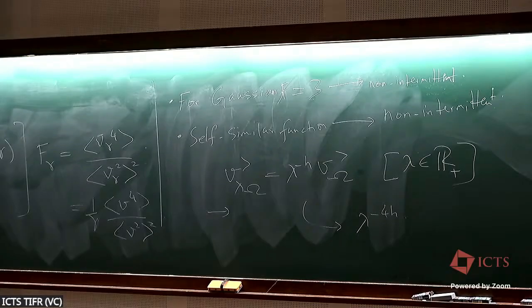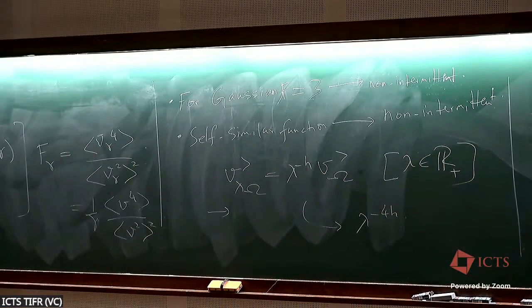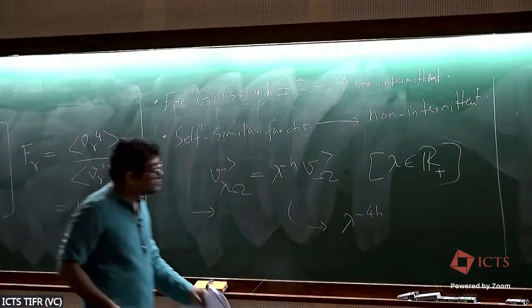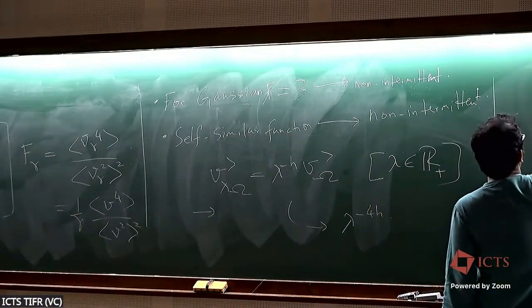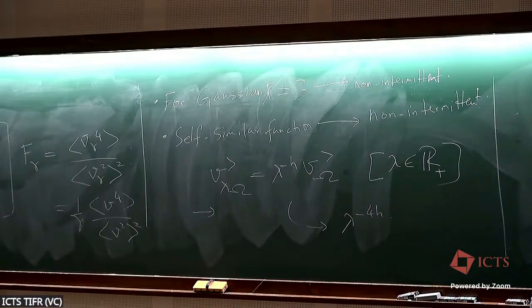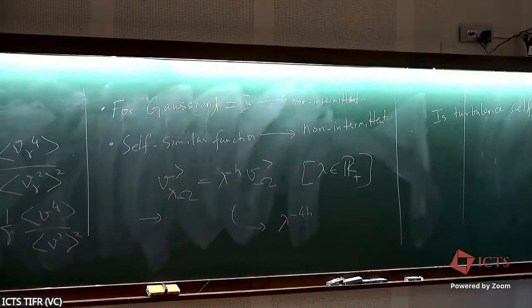So, if experiments and numerics seem to suggest that Kolmogorov laws, or the sort of picture of universal scale invariance in turbulence, is not true, then what's going on here? So what's going on here is the following. You can ask the question, is turbulence self-similar or intermittent? It can't be both.